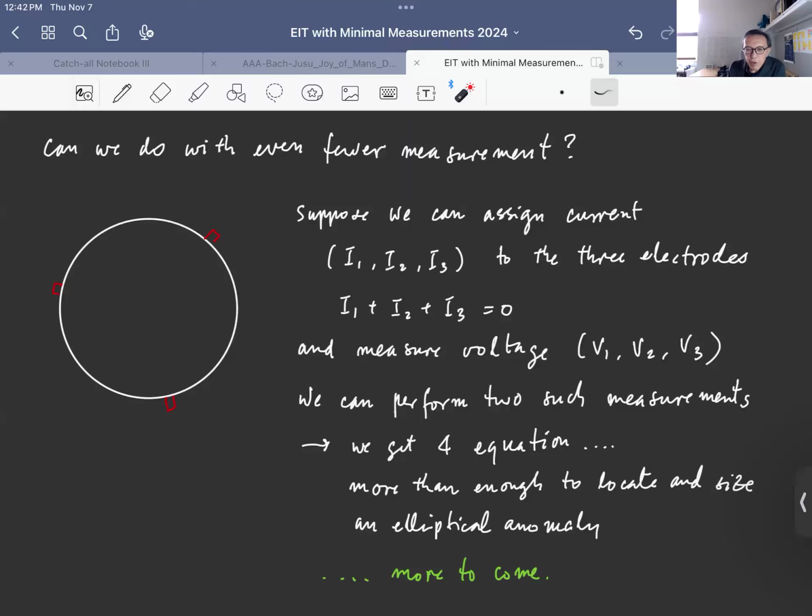But I think another problem that would be nice to be settled, and I know there are a lot of analysts in the audience here, is to actually try to solve the nonlinear problem. Try to see if you can, without going through the linearization, actually determine the shape and size of the ellipse from 3 measurements.